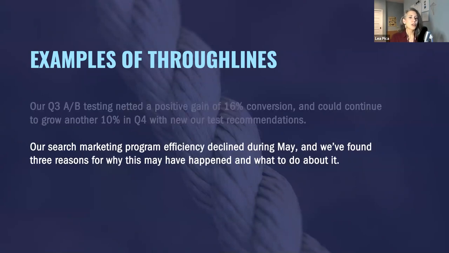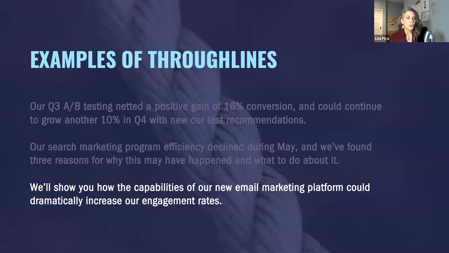Next, our search marketing program efficiency declined during May, and we found three reasons for why this may have happened and what to do about it. Same exact formula. And you also may want to use a presentation to showcase a new platform that you have and convince people to use it. So we'll show you how the capabilities of our new email marketing platform could dramatically increase our engagement rates.